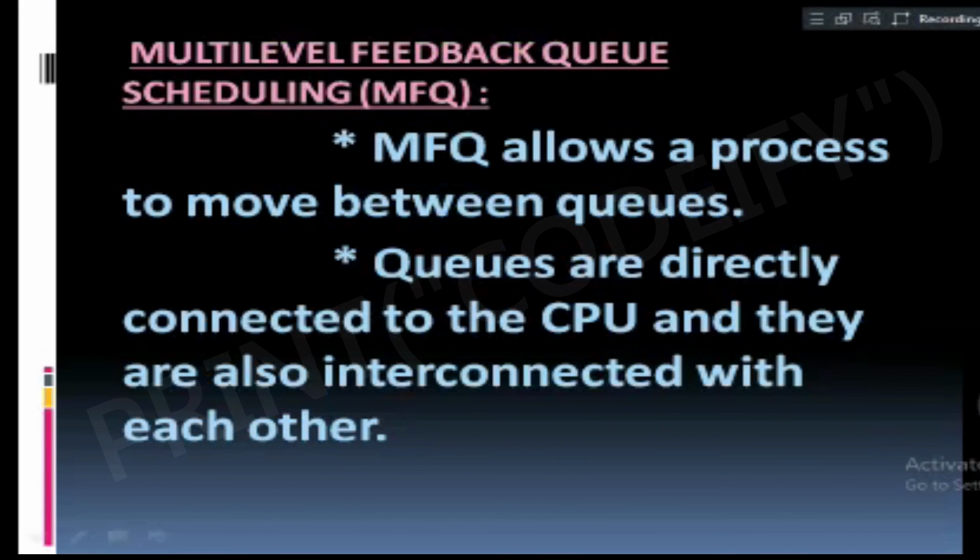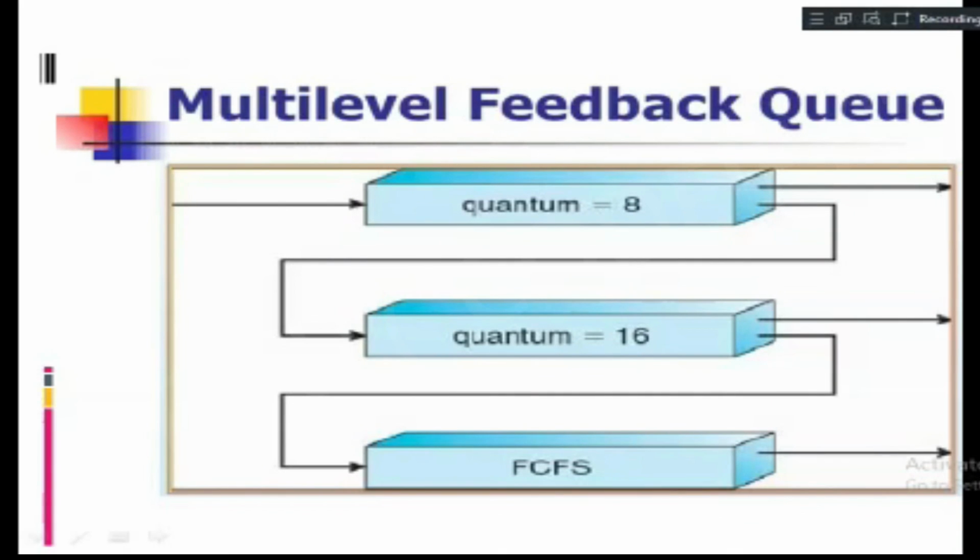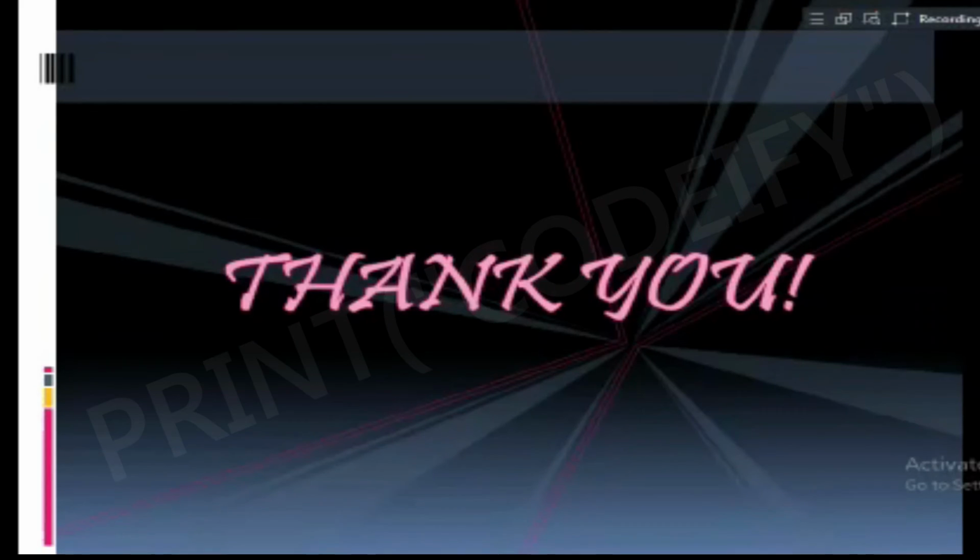The last one is multi-level feedback queue scheduling. It allows a process to move between queues like this. Queues are directly connected to the CPU and also interconnected with each other.